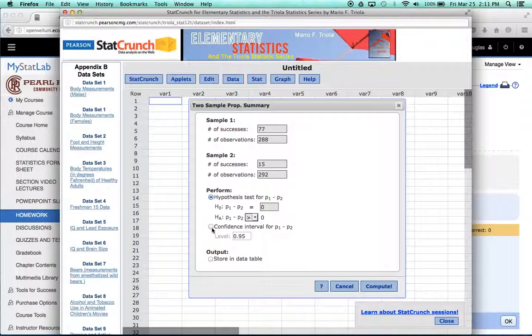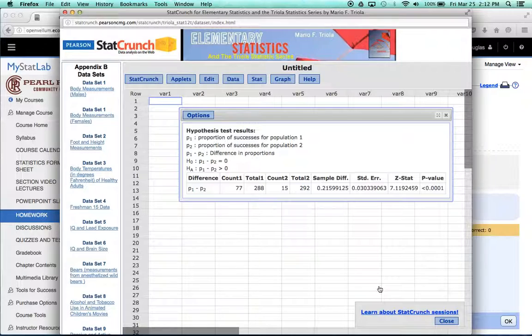Now the second part of this, it says confidence interval. That's an either or. We can either do a hypothesis test or a confidence interval. Since we need the test statistic, we're doing a hypothesis test, and then I'm going to have it compute. And if you'll notice, it gives me a z-statistic, or a test statistic, of 7.1192459. And it gives me a p-value that is less than 0.0001.